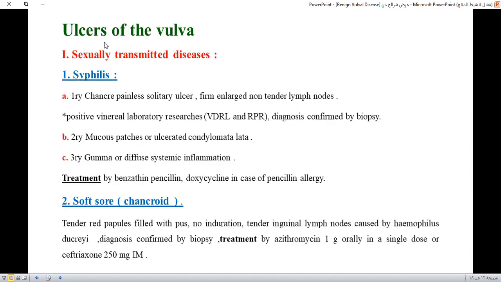Ulcers of the vulva. The first one, sexually transmitted disease. Syphilis: painless solitary ulcer, non-tender lymph node, mucous patches or ulcerated condylomata lata, or diffuse systemic inflammation. Treated with benzathine penicillin, doxycycline in allergy. Soft sore: here there will be a tender red papule, tender inguinal lymph node caused by Haemophilus ducreyi. Diagnosis by biopsy, treatment by azithromycin 1 gram orally in a single dose or ceftriaxone.